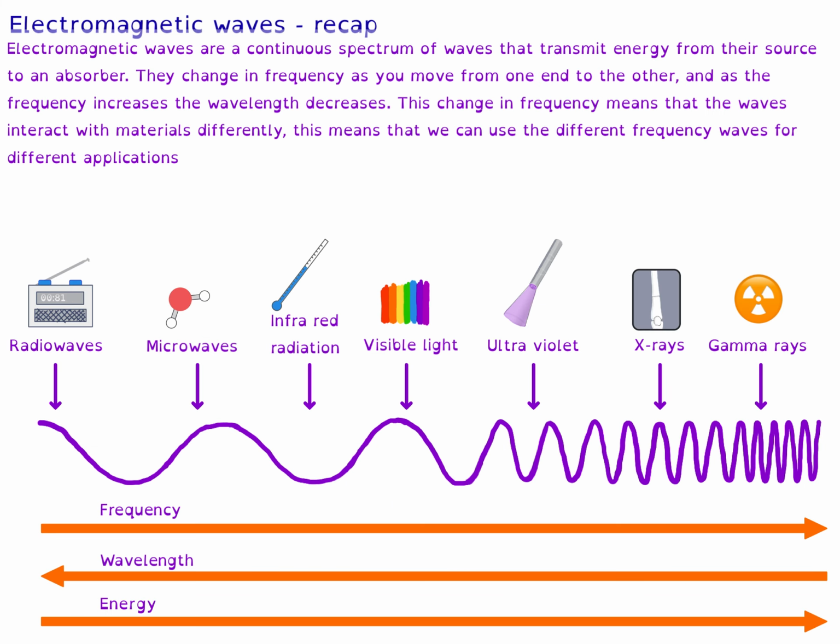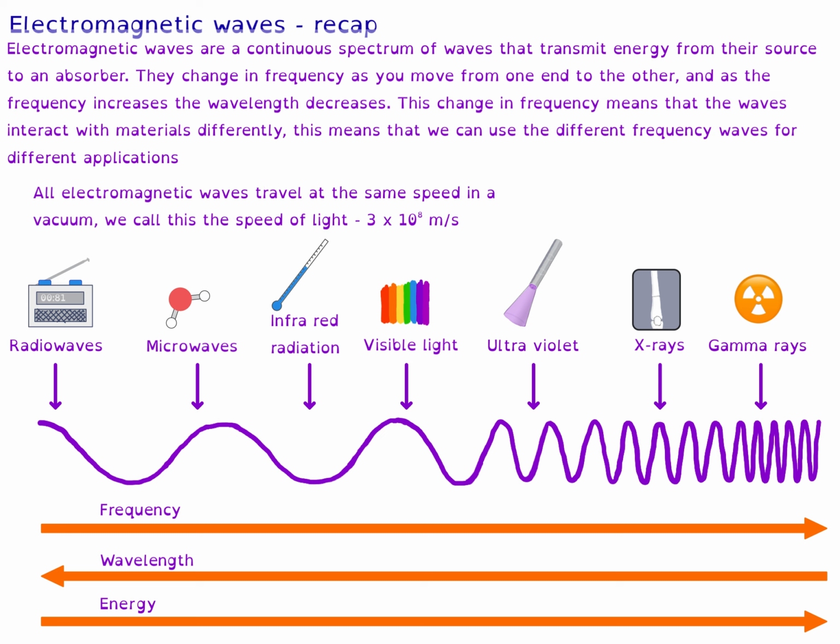Electromagnetic waves are a continuous spectrum of waves that transmit energy from their source to an absorber. They change in frequency as you move from one end to the other, and as the frequency increases, the wavelength decreases. This change in frequency means that the waves interact with materials differently. This means that we can use the different frequency waves for different applications.